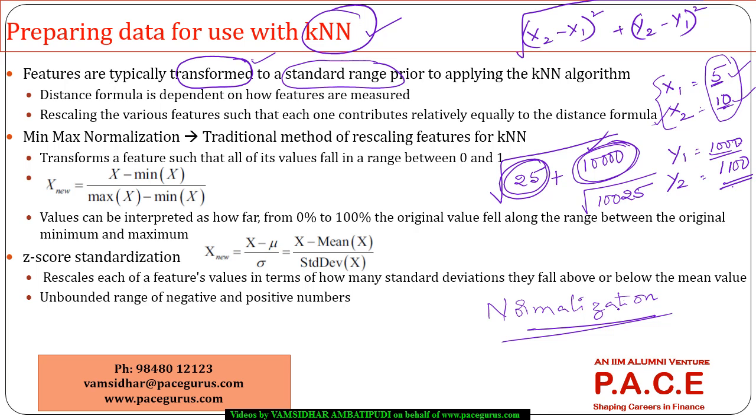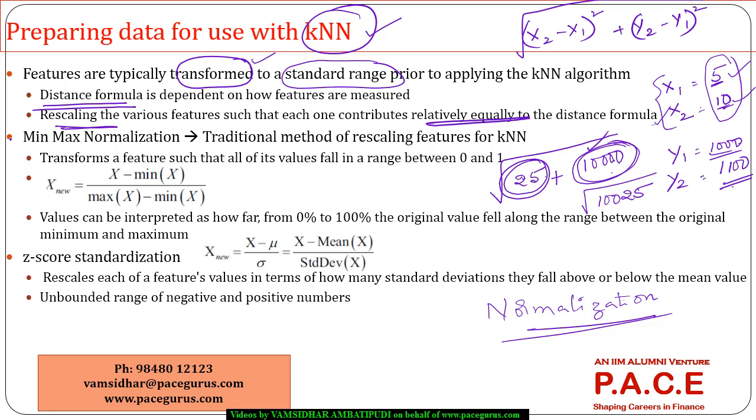What kind of mechanism we have to use for it, we will look at, but transformation is a must when we are applying the KNN algorithm, because the distance formula is completely based on the size of the observation. If particular observations have higher values, obviously they will influence the distance much more heavily compared to the other values. So we are rescaling all the features such that all of them contribute relatively equally to the distance formula.